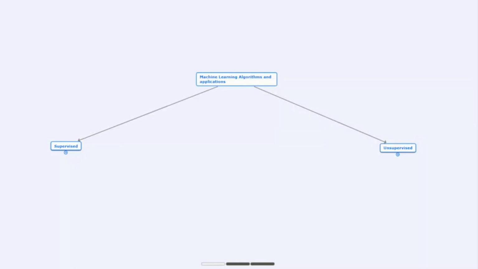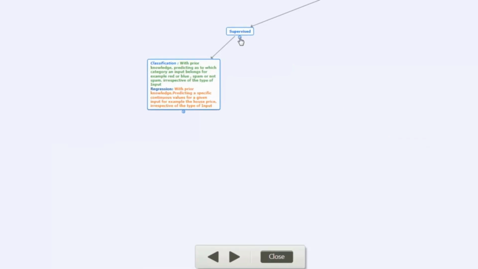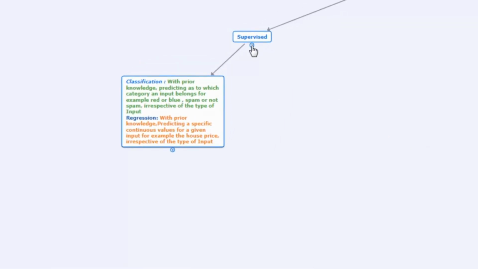Let's get started with the supervised learning algorithms. These algorithms use two main functions called classification and regression. So, what is classification and what is regression? Both ideally do similar things, but the output is in somewhat of a different fashion.